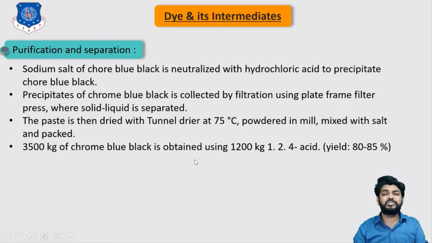So with this particular method we can produce around 3,500 kg of the chrome blue black that can be obtained easily from 1,200 kg of the 1,2,4 acid, which ultimately gives a yield of 80 to 85%. Hence, this concludes the production method of this chrome blue black dye.